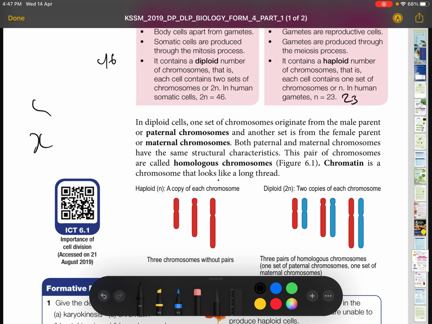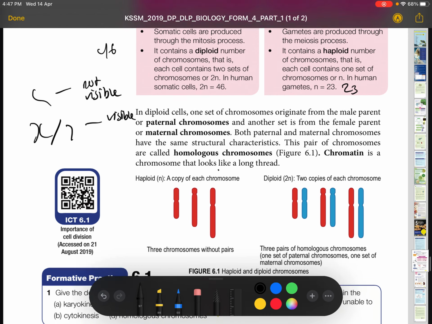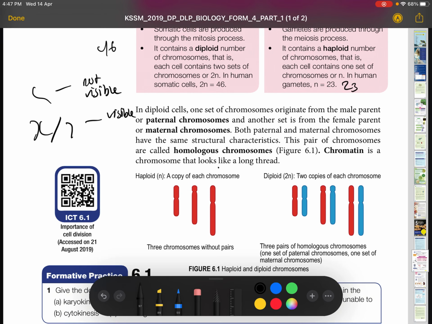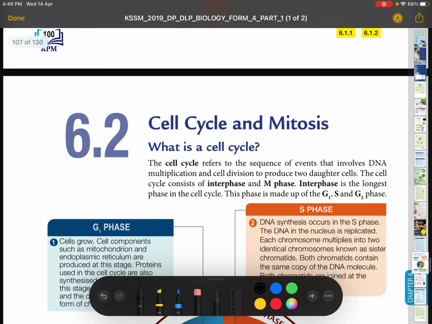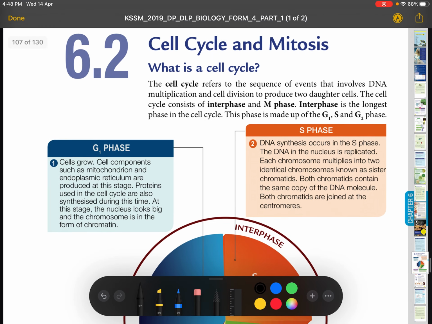Another thing to keep in mind is chromatin, chromatid, and chromosome. Chromatin is a string-like, thread-like thing, and it is not visible under the microscope. While a chromatid can also be like this, this is visible. But both of them are still chromosomes. So you have to know when it is a chromatid and when it is a chromatin, but in the end, they're both still chromosomes.